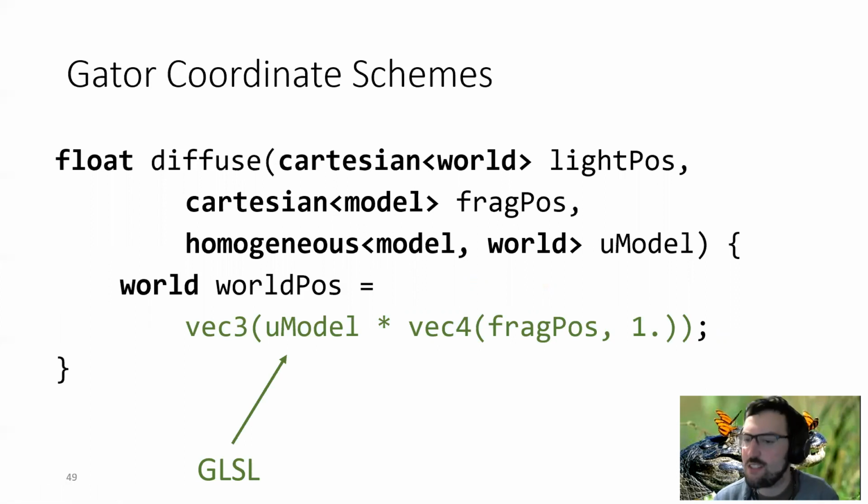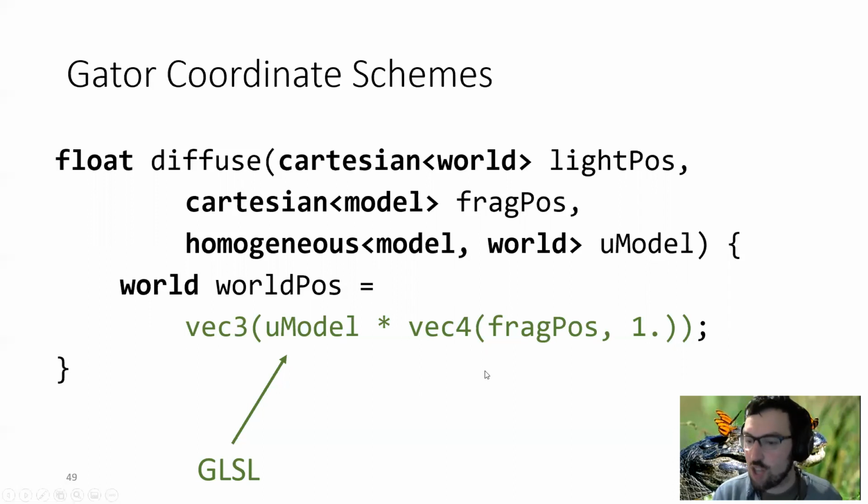The reason for the 1 is a bit obscure, but basically we extend fragment position with a 1 on the end of it, multiply by UModel, and then reduce it back to 3 dimensions to go from Cartesian to homogeneous and then back to Cartesian. Unfortunately, this is a little bit obtuse because it's not clear what we're doing geometrically. It's clear once I described it to you, we're going to homogeneous coordinates and then back to Cartesian, but nowhere does the type system tell you that.